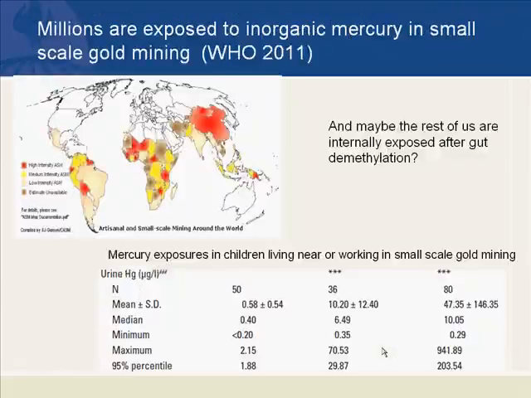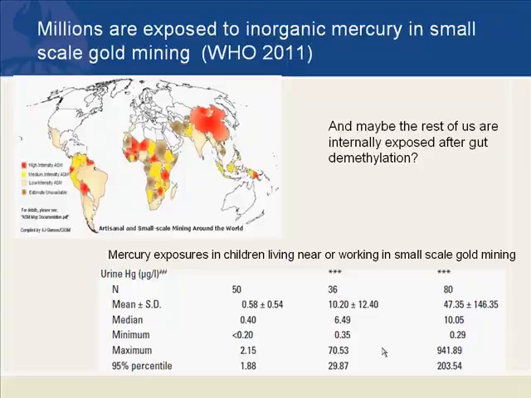And I also want to point out that there's a great deal of exposure to inorganic mercury through this use in gold mining throughout the world. And very high levels have been detected. And it's possible that the rest of us may be internally exposed to inorganic mercury much more than we've ever calculated because of demethylation in the gut. And you know, if you just measure fish intake and measure hair mercury, you're measuring the cycling of methyl mercury.